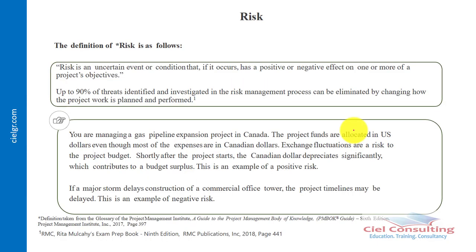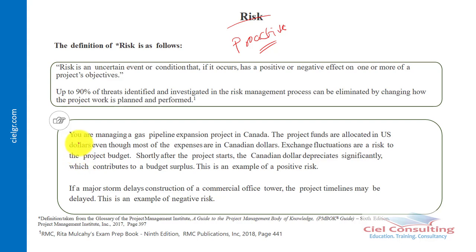Okay, let's dive in. When we talk about risk, remember we said that risk simply refers to an uncertain event or condition that, if it occurs, has a positive or negative effect on one or more of the project's objectives. Up to 90% of threats identified and investigated in the risk management process can be eliminated by changing how the project work is planned and performed. So the essence of risk management is for us to be proactive, so that as much as possible we're able to eliminate or prevent specific risk from happening.